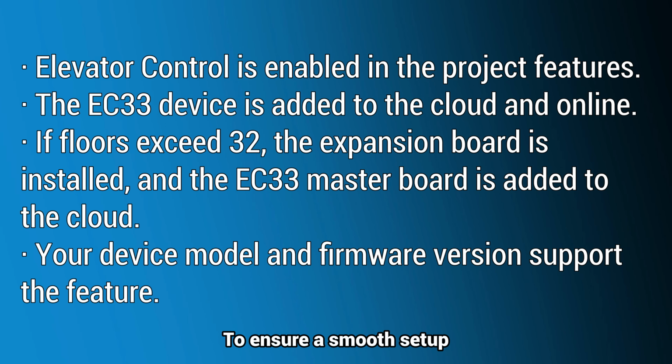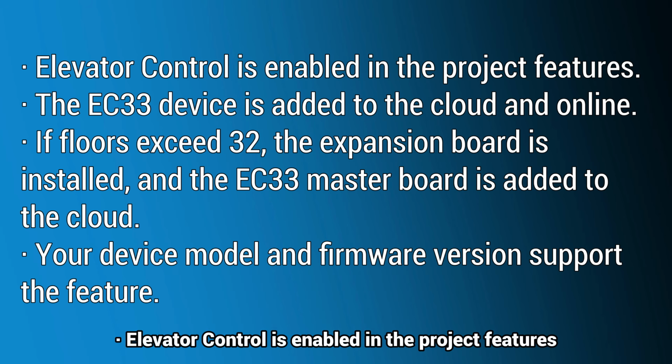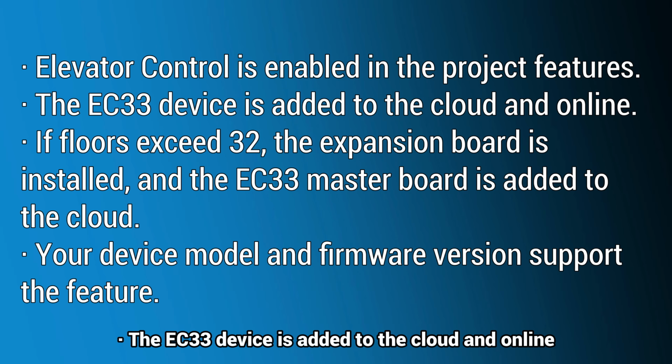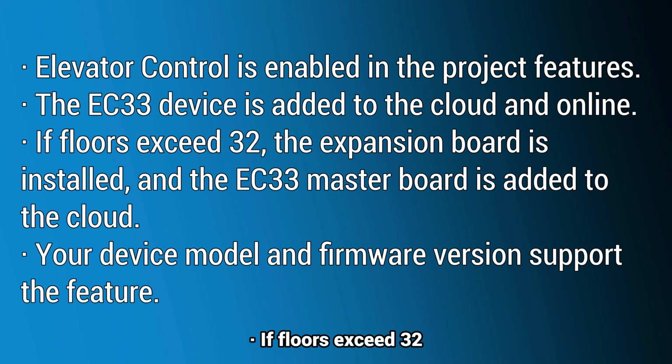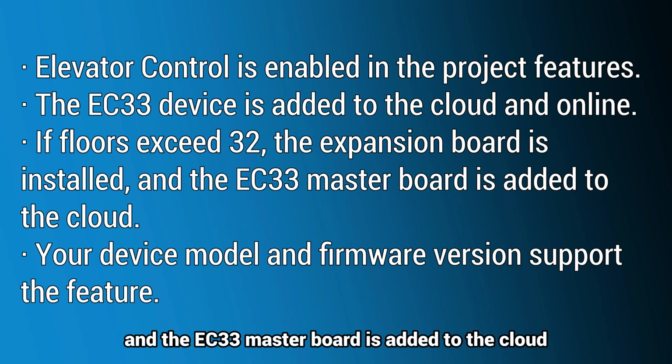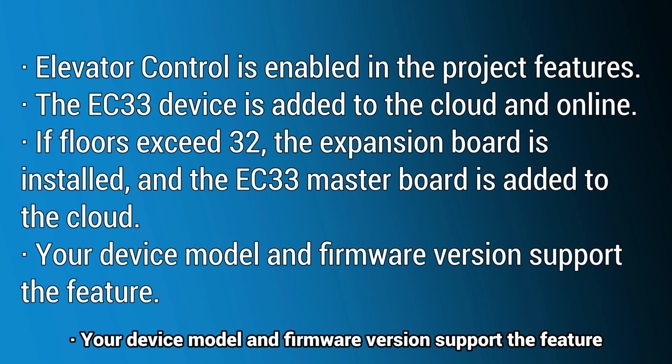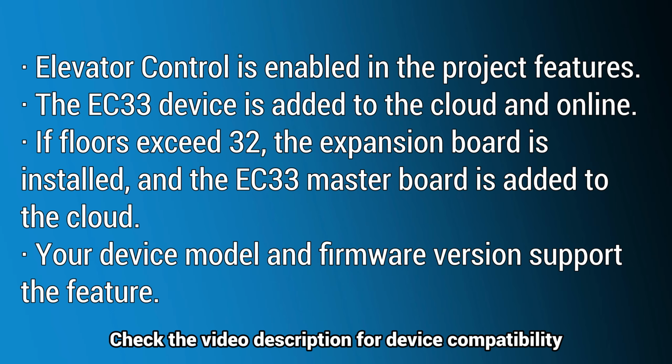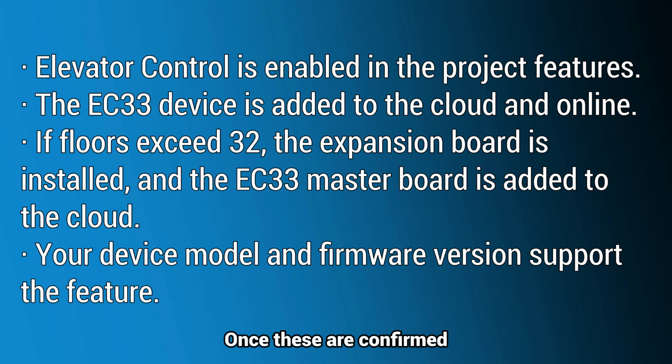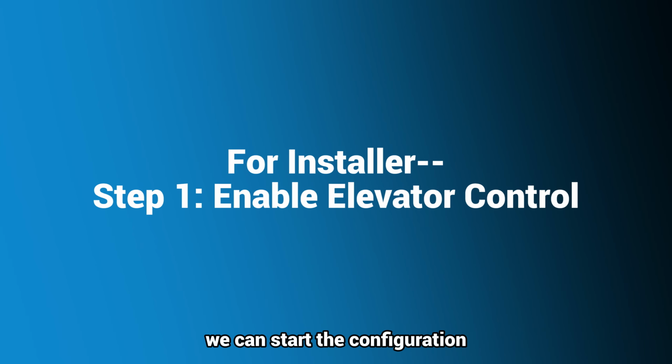To ensure a smooth setup, please check the following. Elevator control is enabled in the project features. The EC33 device is added to the cloud and online. If floors exceed 32, the expansion board is installed, and the EC33 master board is added to the cloud. Your device model and firmware version support the feature. Check the video description for device compatibility. Once these are confirmed, we can start the configuration.